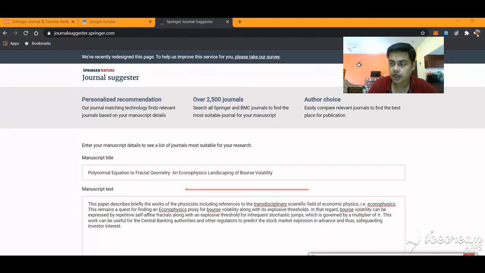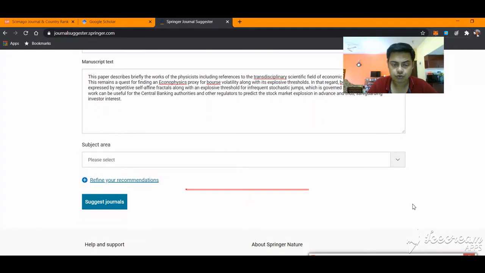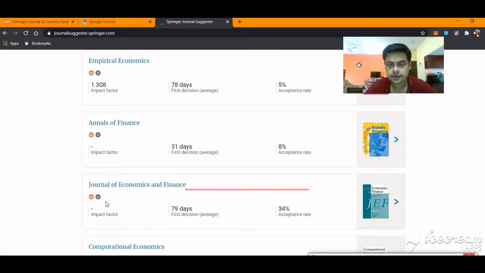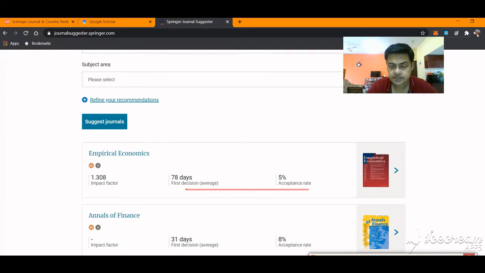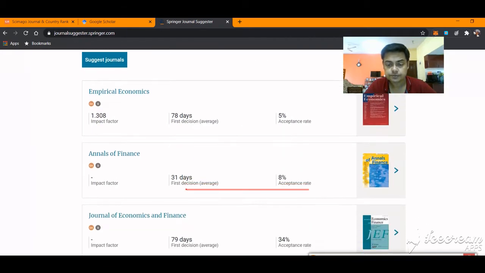Okay, so now we will go on, try to see what is the, so suggest journals. In Springer they have suggest journals. So you can see in Springer, very interesting thing. The first one is Empirical Economics, 5% acceptance rate, 78 days first decision. The decision from the first decision to publication, that point is not mentioned here. But the acceptance rate is very low.